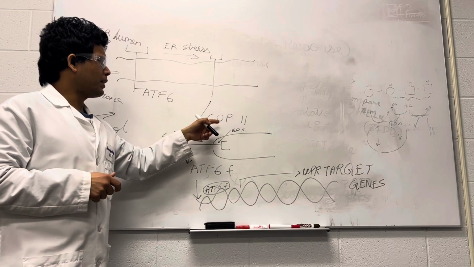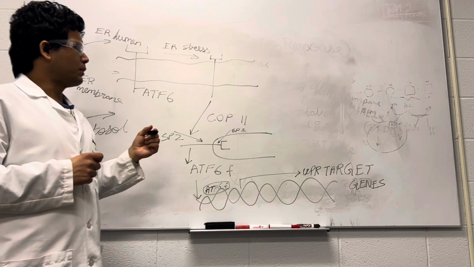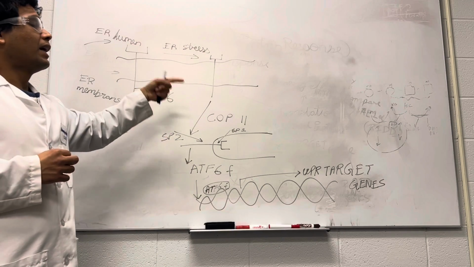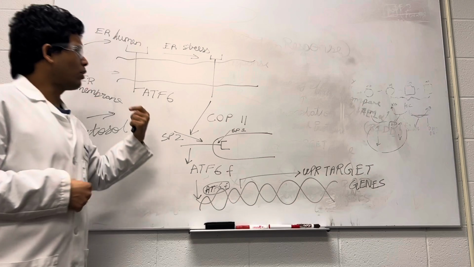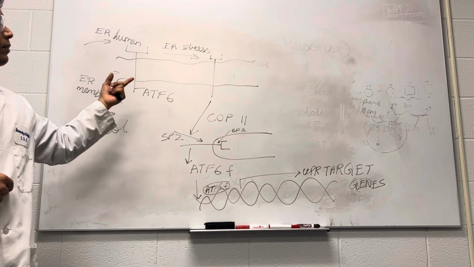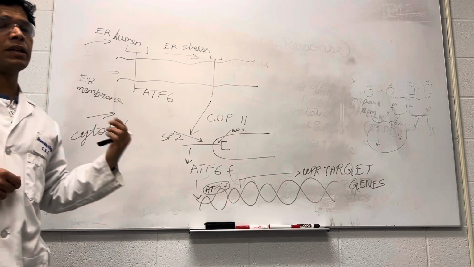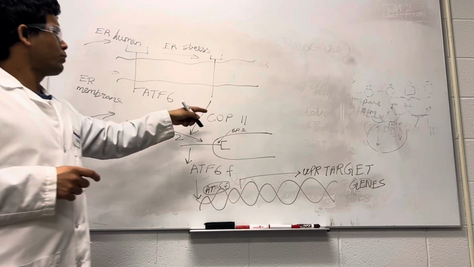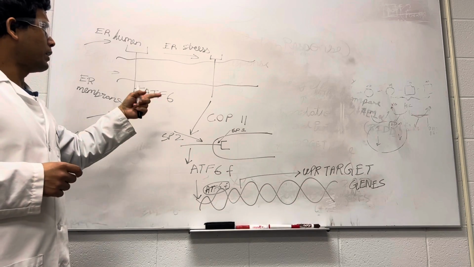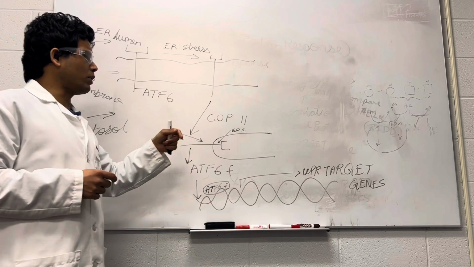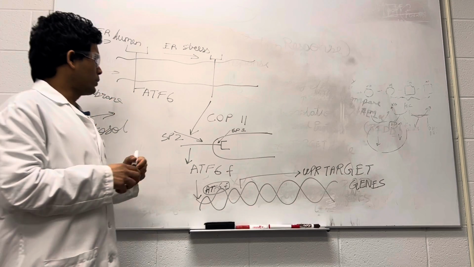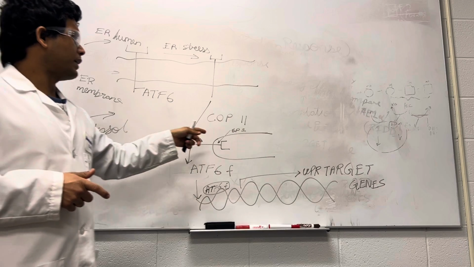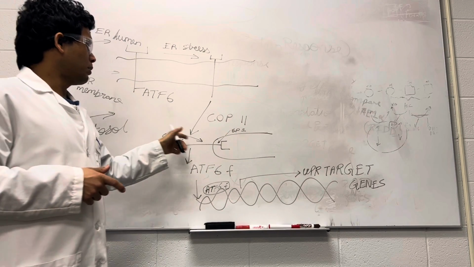COP2 is the protein transport vesicle that helps in transport of proteins from the endoplasmic reticulum to the Golgi for further post-translational modification. So COP2 is also used in case of ER stress to transfer ATF6 to the Golgi, where it is processed at two sites: at site 1 by a protease and at site 2 by a protease.